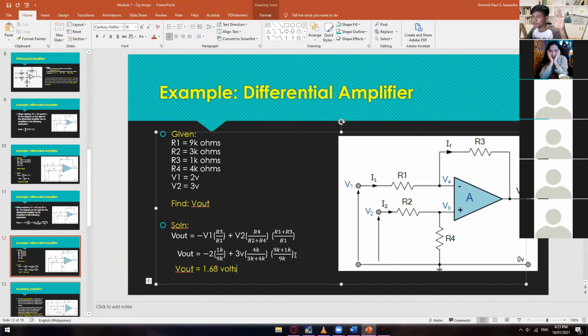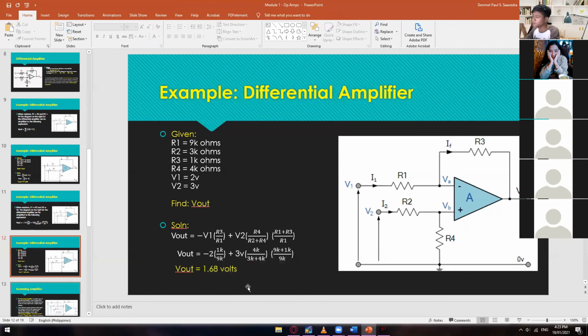So just verify this one later, okay, once we're done with our discussion. For now, just take a look at this one, the substitute values for the corresponding formulas. Okay, and then we arrive at the result of 1.68 volts.